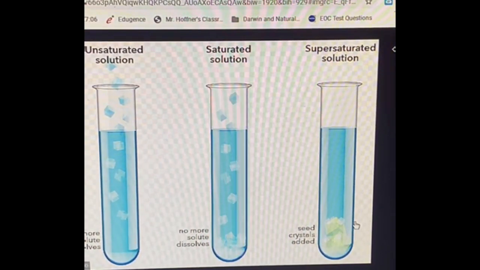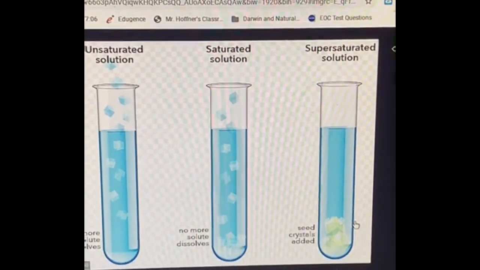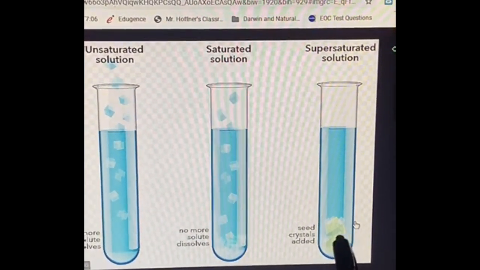So this would be unsaturated, where we can just continue to add and nothing collects at the bottom. It starts to collect at the bottom, and then eventually, once we get over here to a supersaturated solution, the only way to go from here to here is to add heat, okay? So we'd have to take this solution and stick this on top of either a Bunsen burner or a hot plate or an oil bath or a water bath or whatever, and that would cause it to actually heat up, okay?